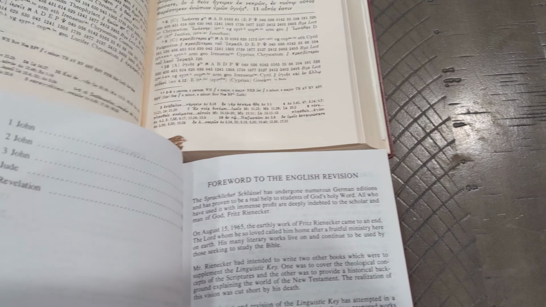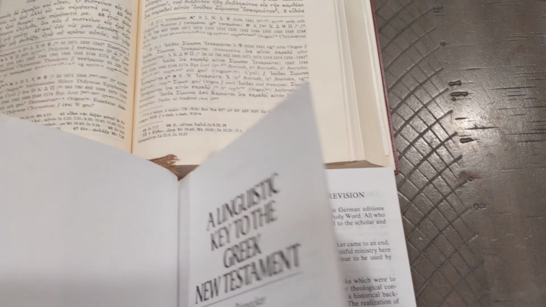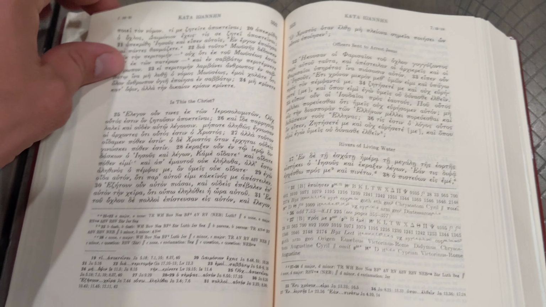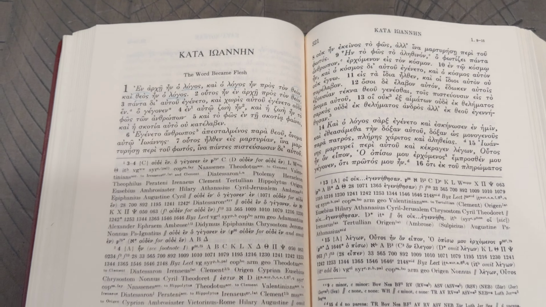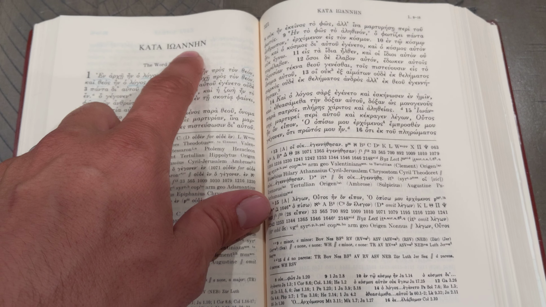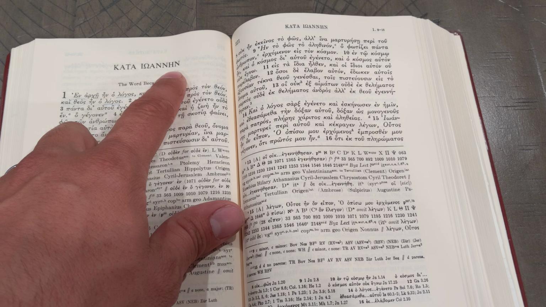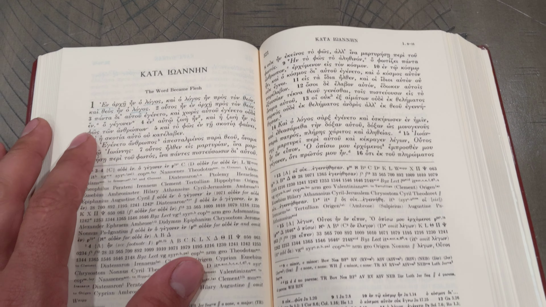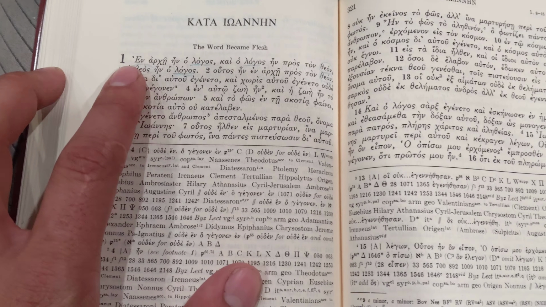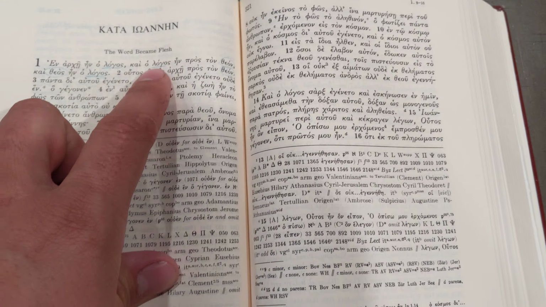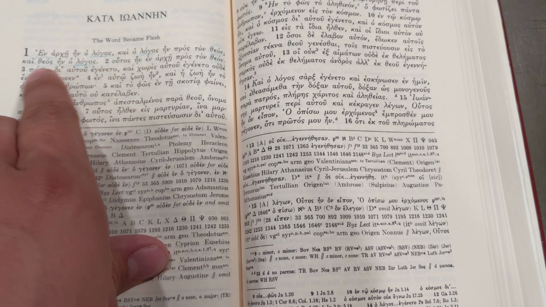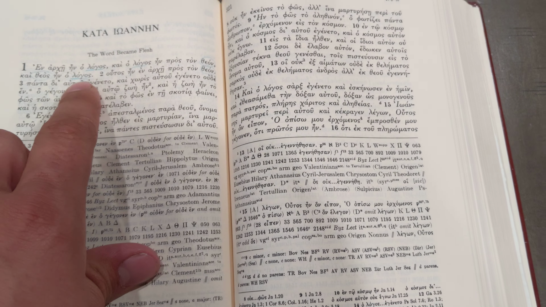Let's go ahead and do, and forgive me if this is overkill, but this is one of those passages that is commonly brought up. Probably one of the most well-known passages in the New Testament. So here we have kata Ioanne, or according to John. This is the Gospel of John, chapter 1, and it reads, En arche en ho logos, kai ho logos en pros ton theon, kai theos en ho logos.